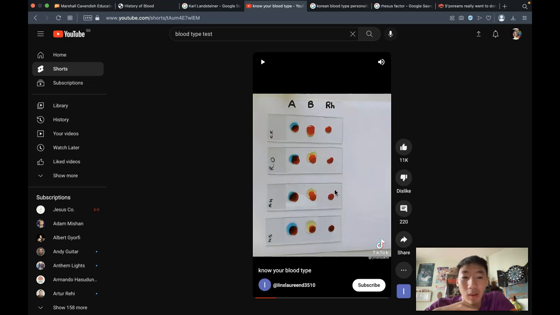So this is something where you have A plus, A minus, B plus, B minus, AB plus, AB minus, O plus, O minus. So it's like a secondary group. Besides the ABO system, there's also this RH system that we need to take note of, especially for nurses and doctors.